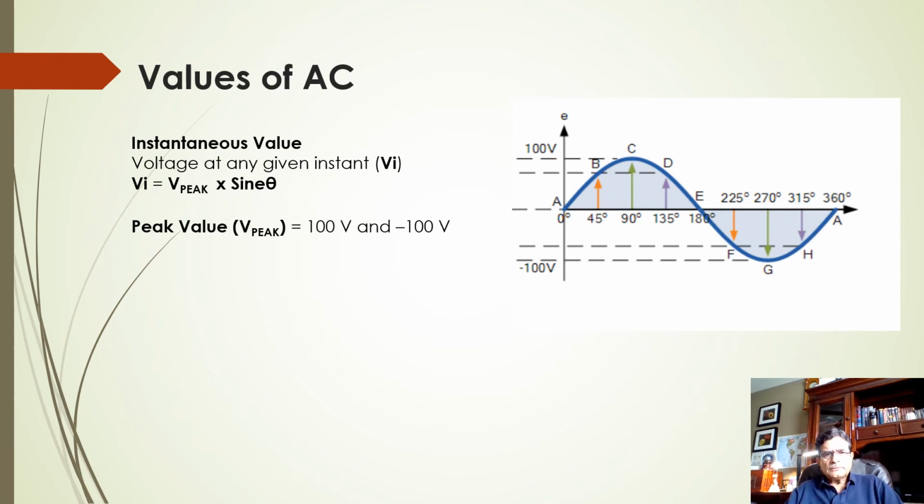The other value is called the peak value. We already talked about that, V peak, which is 100 volts here and minus 100 volts here. So 100 volts is at point C, and minus 100 volts is at point G. So they are equal but in opposite direction.